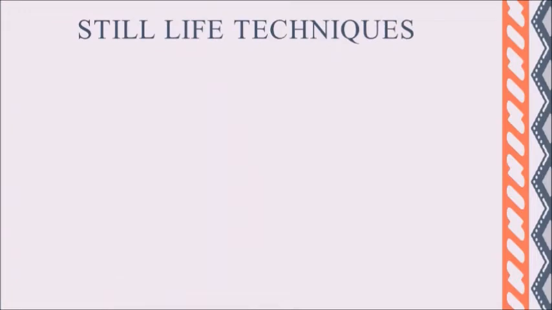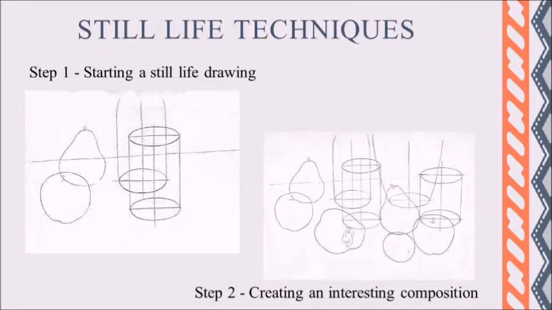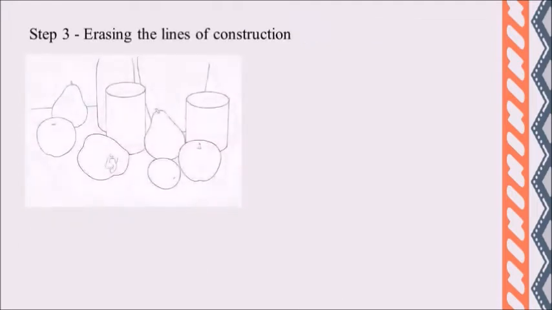Now we are going to study still life techniques. Step 1. Start a still life drawing with the help of basic lines. Then the next is you create the whole composition interestingly. Now in this picture they erase the lines which were overlapping and which were unnecessary, but they were made to create proportion.